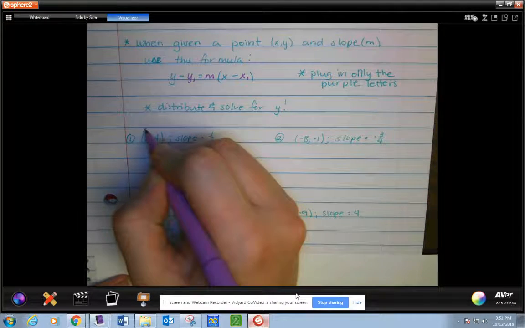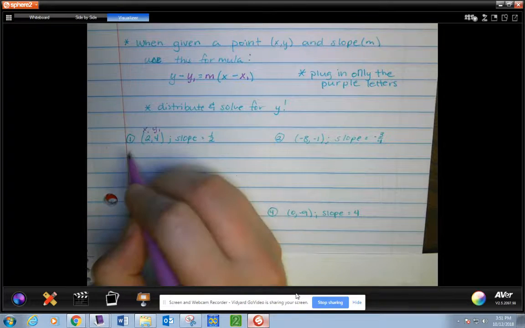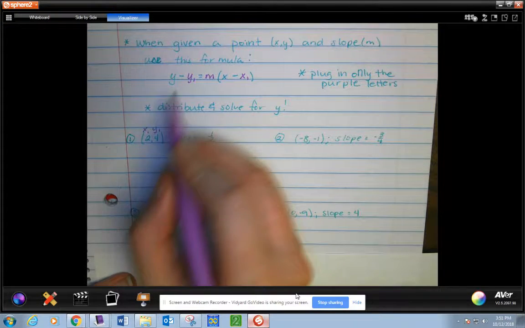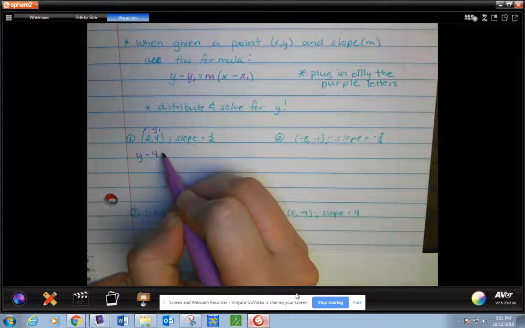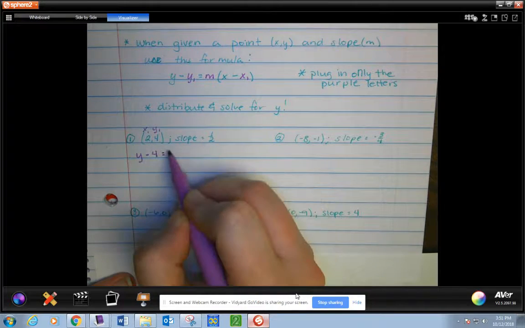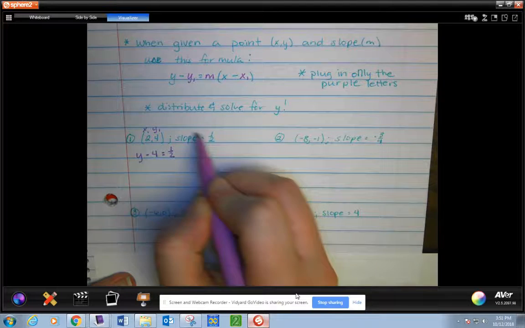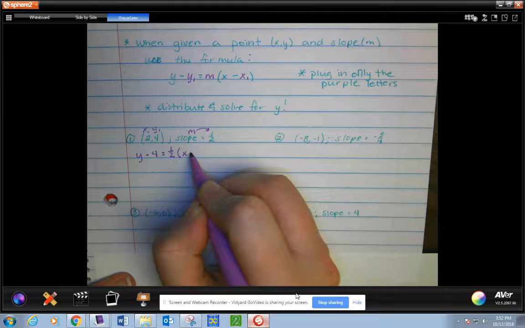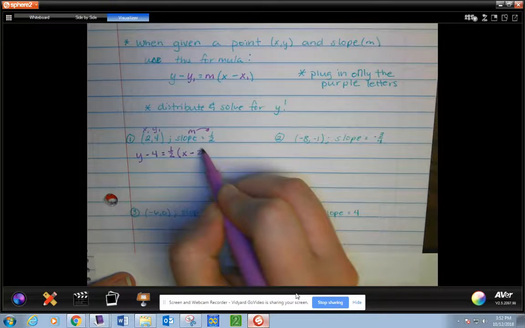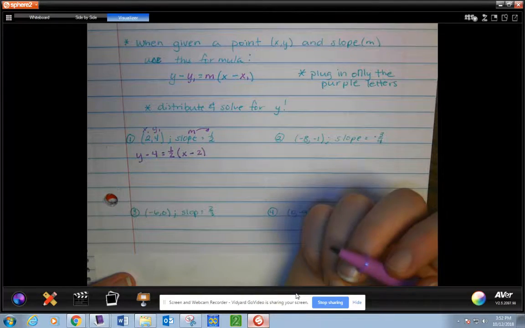So this is my x1 and my y1. So using this formula up here, you're going to keep y minus, and you're plugging in y1, which is 4, equals m is 1/2 because slope is m. Open parentheses, you keep x minus, and then you plug in what x is, which is 2. So now you just have to distribute and solve.